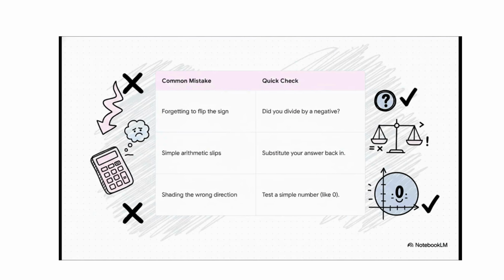So the crucial point is that as you get into these more complex problems, it's really easy to make a simple mistake. Think of this table as your mental checklist. Before you circle your final answer, just ask yourself, wait, did I divide by a negative? Did I forget to flip the sign? Or did I plug my answer back in to check my math? For graphs, try testing a simple point like 0. These little checks will save you so many times.